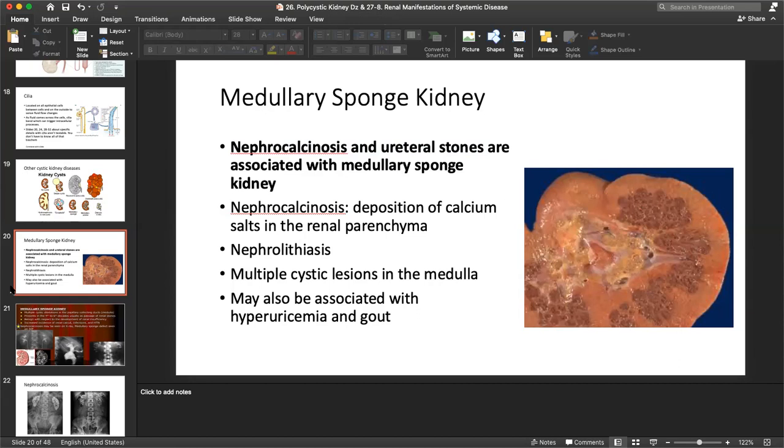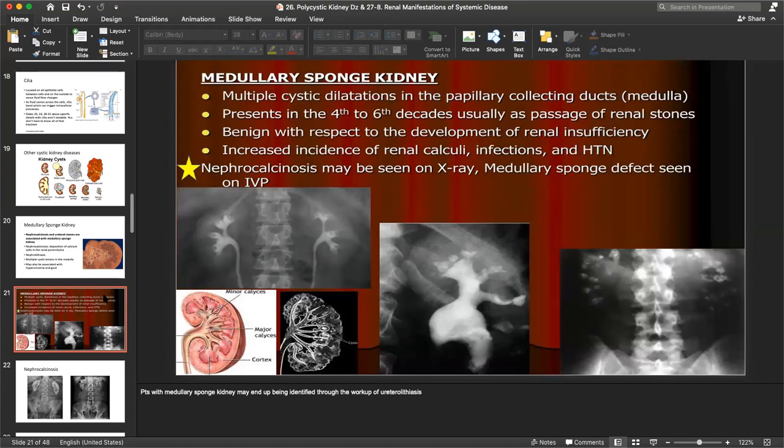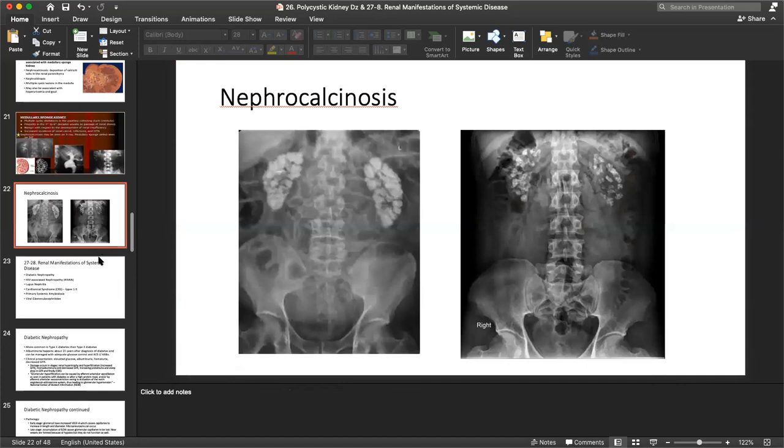So nephrocalcinosis is deposition of calcium salt in the renal parenchyma. As you can see, the calcinosis can be seen on the X-ray. So it can be seen on IVP. And we can see right here the calcinosis.